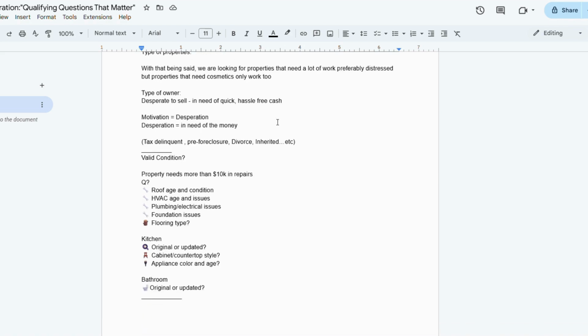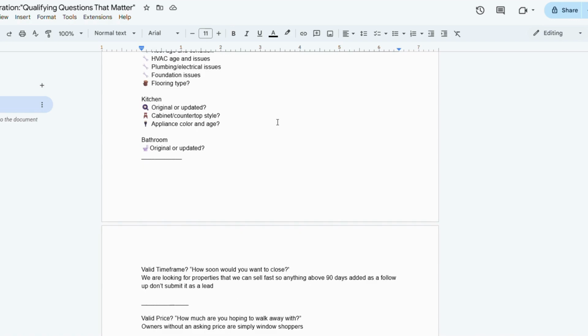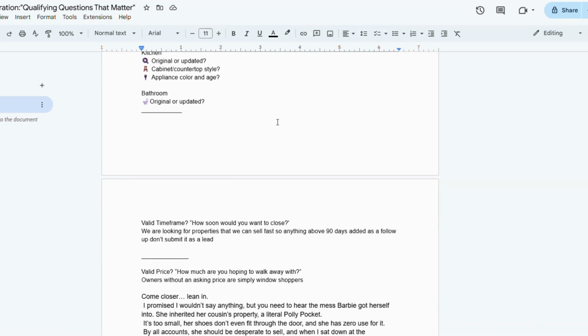Condition. Again, you have your questions right here. Rooftop age, rooftop condition, HVAC age, any HVAC issues, plumbing, electrical, foundation, flooring, kitchen cabinets, countertops, original or updated appliances, bathroom, same thing. Time frame. How soon would you want to close? Right? Very direct, very straightforward. No fluff, no bluff. Right? Price. How much are we hoping to walk away with?